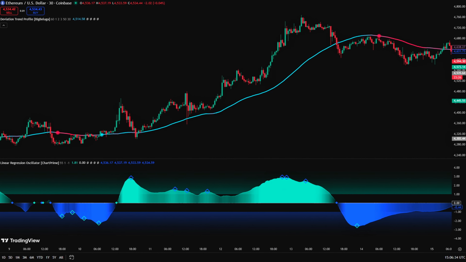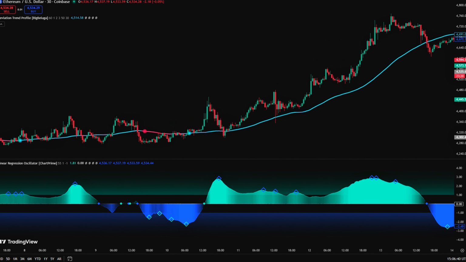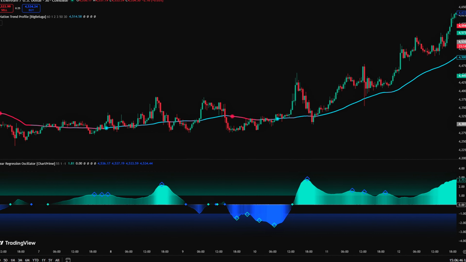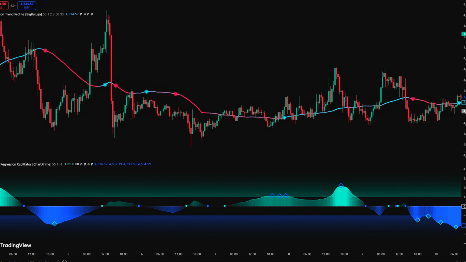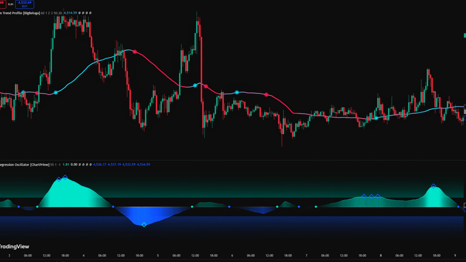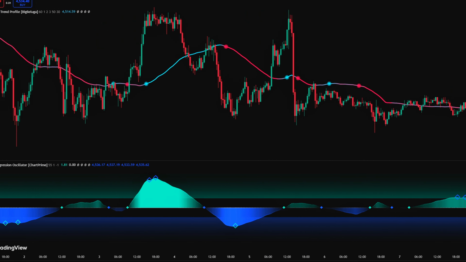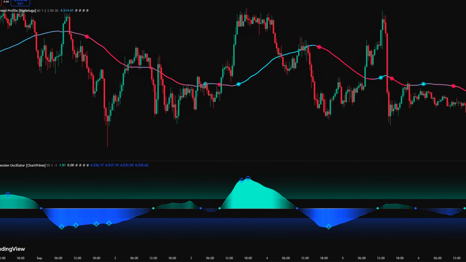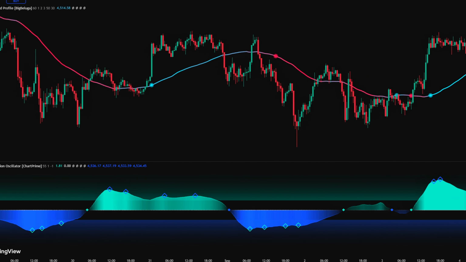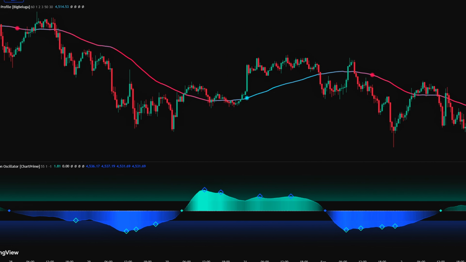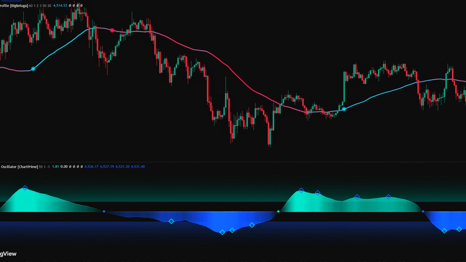So to recap, use the Deviation Trend Profile to identify buy and sell signals relative to the plot line. Confirm with the Linear Regression Oscillator to ensure momentum agrees with the direction. Wait for a confirming candle before entering. Use a consistent 1 to 1.5 risk to reward ratio and position your stop loss wisely.